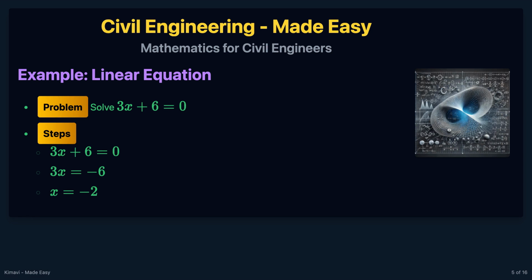Let's solve the equation 3x plus 6 equals 0. First, subtract 6 from both sides to get 3x equals negative 6. Then divide both sides by 3 to find x equals negative 2.